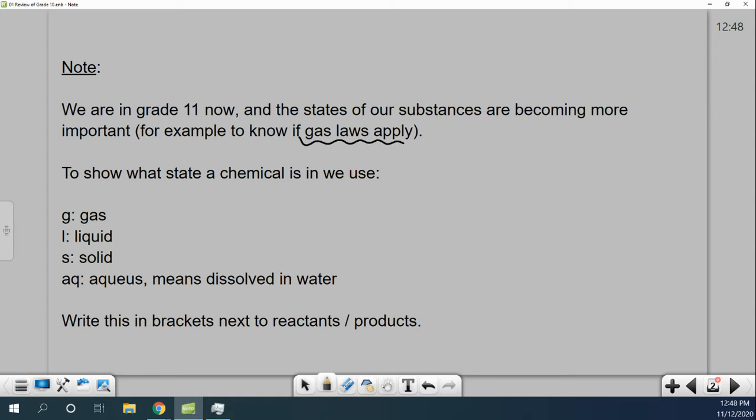And so, to show what state a chemical is in, we use G for gas, L for liquid, S for solid, and AQ, aqueous, means dissolved in water. You'll find a lot of the time your chemistry is aqueous. Almost always the stuff you work with are aqueous or liquids. Sometimes you form a solid or you form a gas, but normally to make stuff react, a lot of the time you'll see it in liquid or aqueous form. And you just write that in brackets next to your reactants or your products.